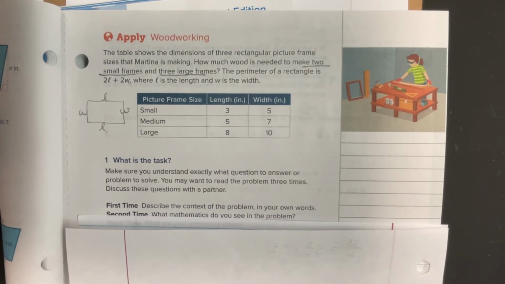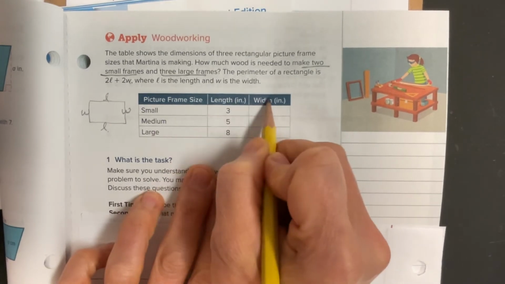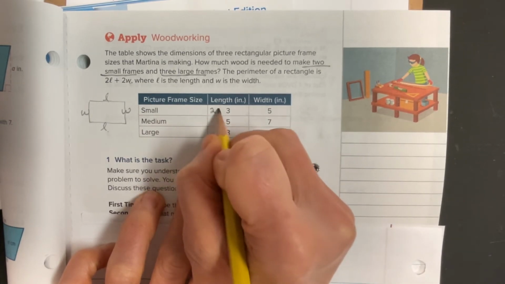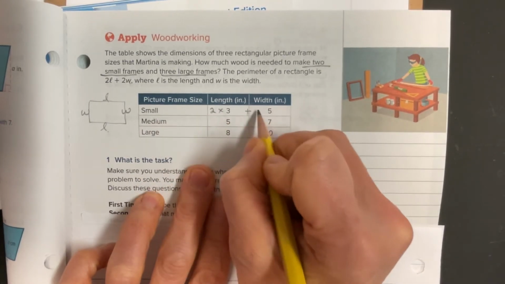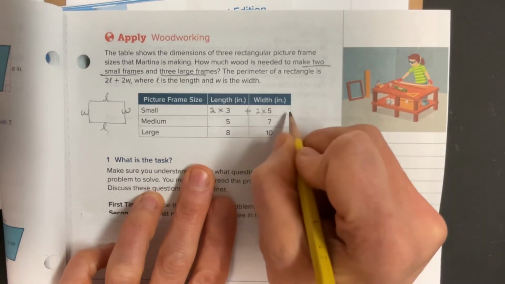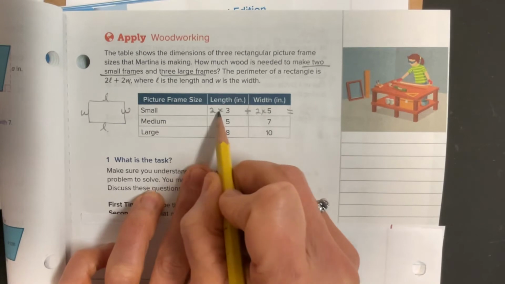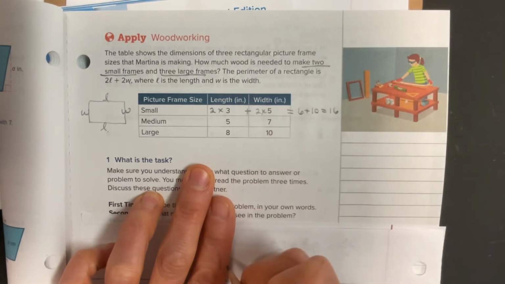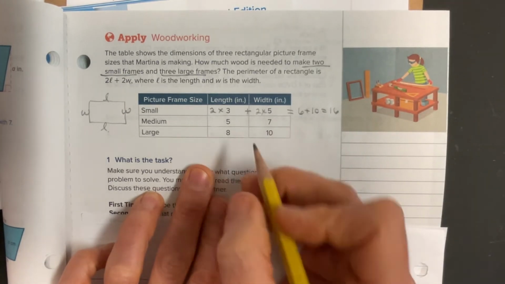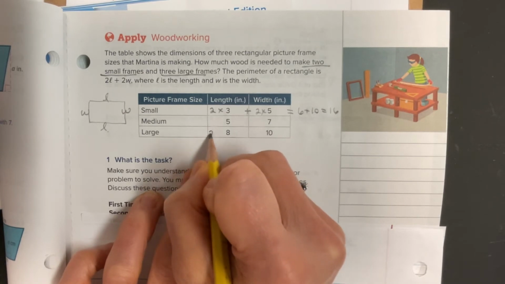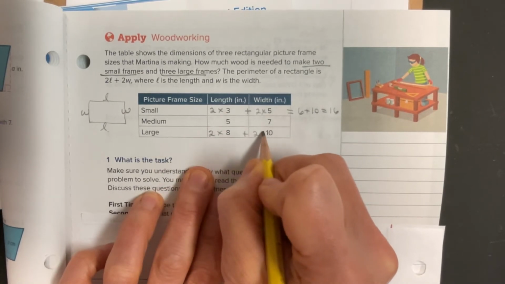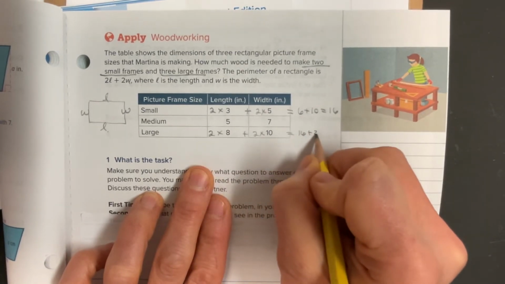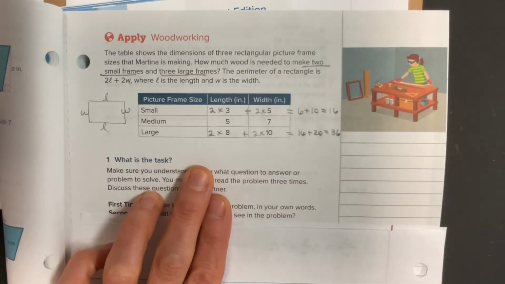So just in our chart up here, notice they give us length and width. Let's just find the perimeter of a small frame. It said it was 2 times the length plus 2 times the width. So let's just do this off to the side. That would be 6 plus 10. So that's 16 inches for the perimeter of a small frame. Okay, and let's look at the large. 2 times the length plus 2 times the width. That would give us 16 plus 20, which would give us 36 inches.